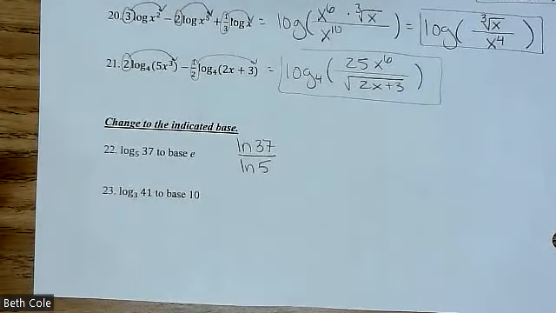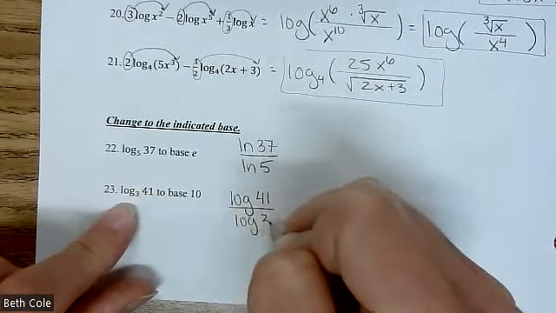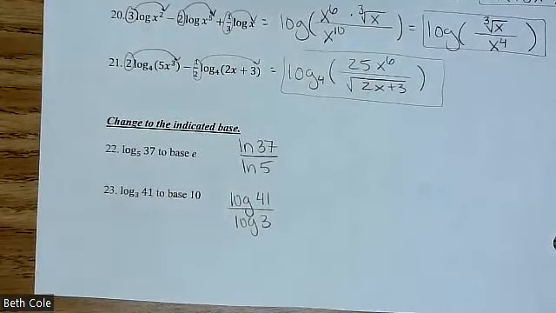So like, what would this one be? If you change it to base 10, you don't write the 10, you just write log. It would be log 41 over log 3. And like back in the day, that's how we had to type it in the calculator.